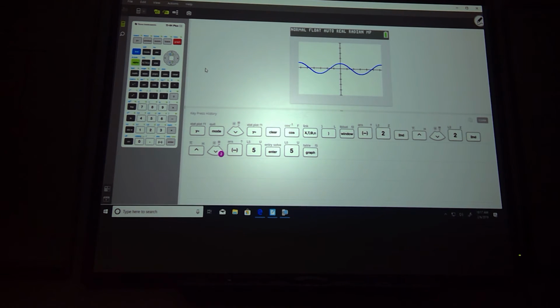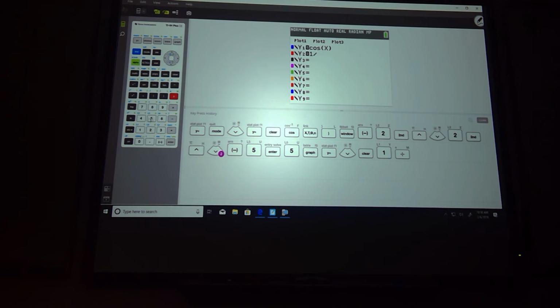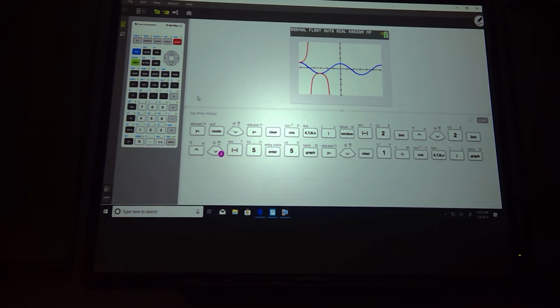All right. There's my sine curve. That's gorgeous. Let's do my cosine curve, or my 1 over cosine x, because I don't have a secant button on my calculator. So the red is the secant curve, blue is the cosine curve.